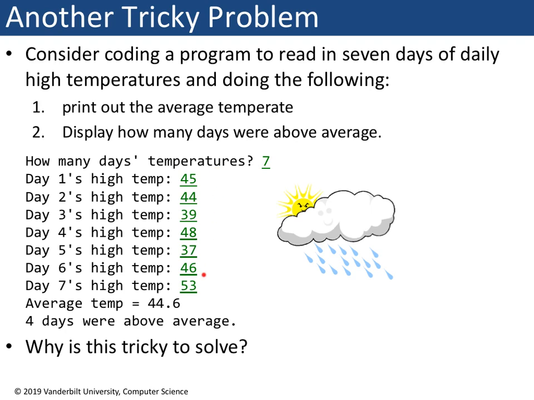So it'll prompt the user for 7 temperatures, calculate the average, and then tell how many days were above that average. So why is this tricky? First of all, we don't know how many variables we're going to need to be able to store temperatures. Do we really need to store all the temperatures? Yes, because we need to calculate the average over all temperatures, so that means we have to wait till we have all of them typed in.